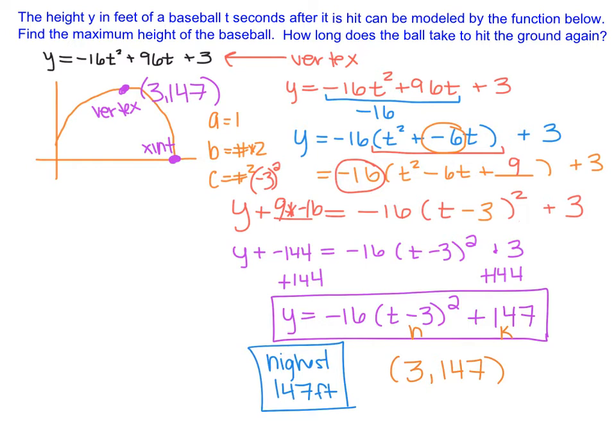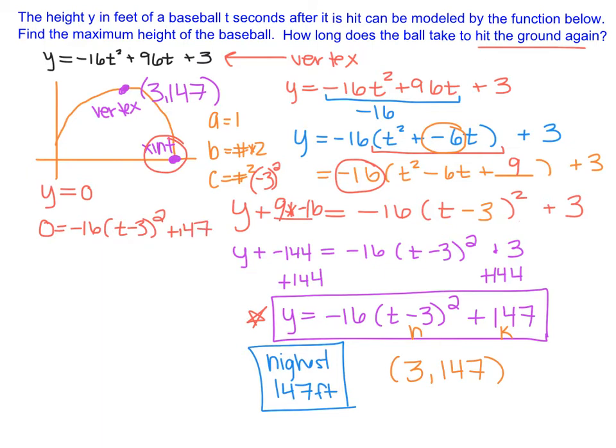Now from here, we're going to expand this a little bit further, and we're going to see if we can find how long the ball takes to hit the ground, which is right here. And remember, that's your x-intercept point, and at your x-intercept points, y is equal to 0. So we're going to take our new equation and set that equal to 0 and solve. So we have 0 is equal to negative 16 (t minus 3) squared plus 147.